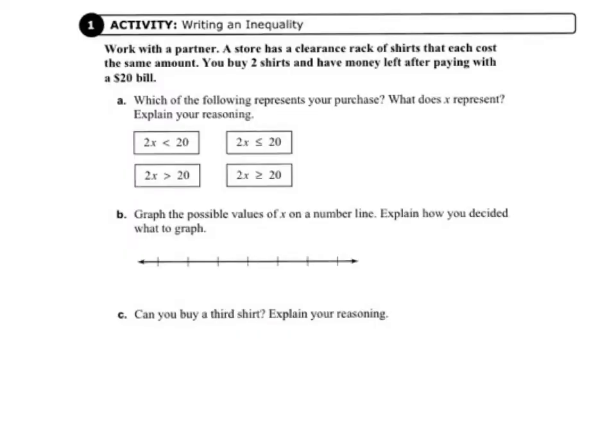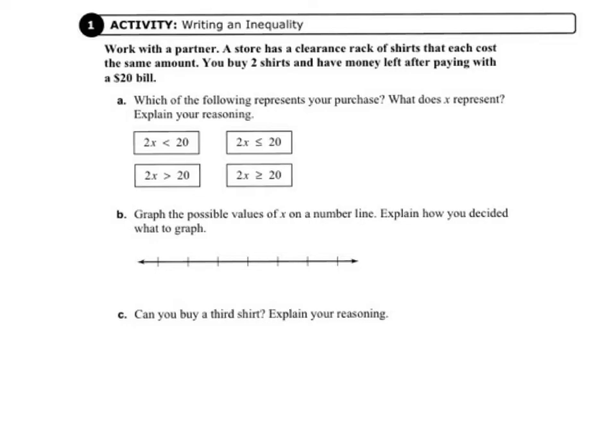Today we'll be starting on page 175 in your record and practice journal. Activity 1, Writing an Inequality. A store has a clearance rack of shirts that each cost the same amount. You buy 2 shirts and have money left after paying with a $20 bill. Letter A. Which of the following represents your purchase? What does x represent? Explain your reasoning.